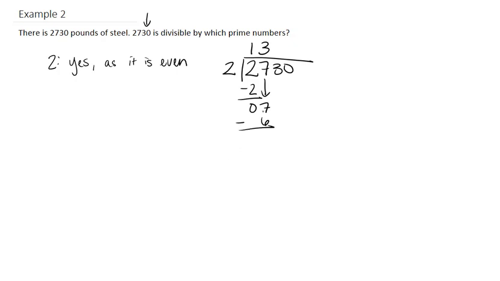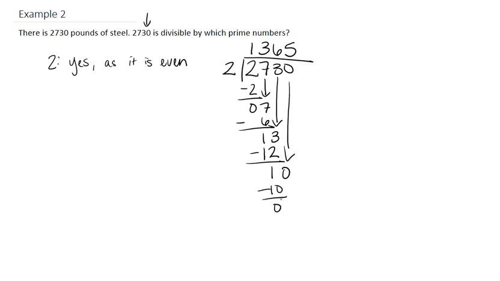We go ahead and subtract. 7 minus 6 is 1. Then we're going to go ahead and bring down this 3. 2 can go into 13 6 times. 2 times 6 is 12. We subtract. 13 minus 12 is 1. Bring down the 0. 2 can go into 10 5 times, because 2 times 5 is 10. We subtract, we get 0.